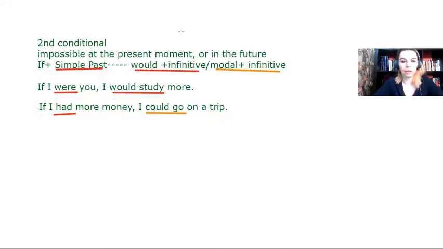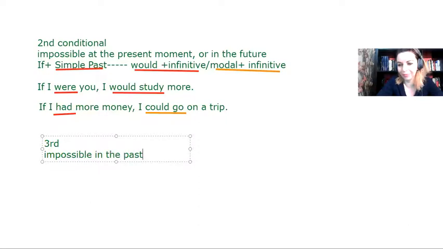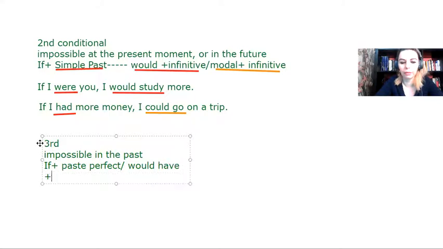Now, third conditional. We use the third conditional to talk about something impossible in the past. Well, the past has happened, so there's no way to change it. So, okay, how do we form it? If plus past perfect simple, past perfect, could be continuous. In the main clause, we have would have plus past participle.